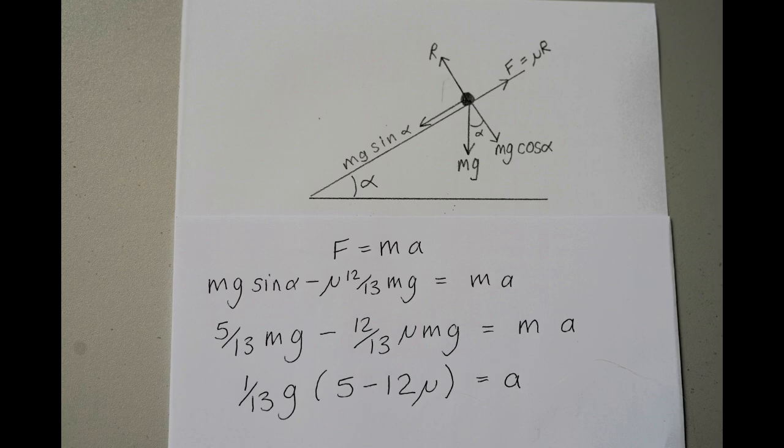If we then divide both sides by m and factorise the left-hand side by taking 1/13 g out as a common factor, we get the equation for acceleration.